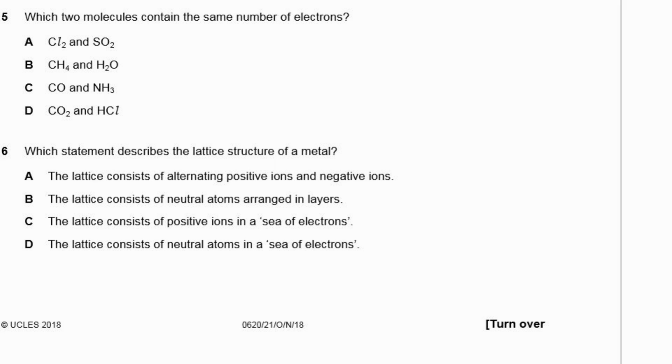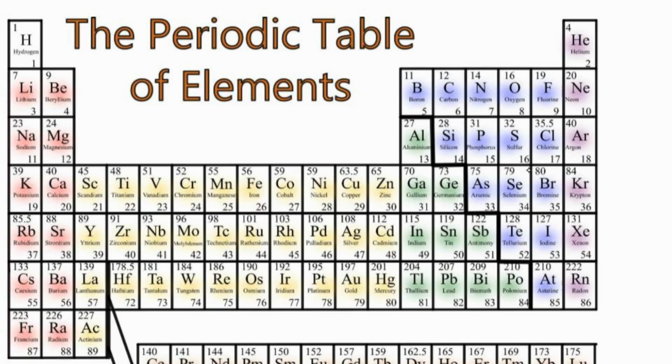Question 5. Which two molecules contain the same number of electrons? Okay, so for the number of electrons, we need to look to see how many protons there are in the uncharged atom, because there'll be the same number of electrons in each. All right, so let's look at the periodic table. Okay, so we're looking at chlorine first. So chlorine is here, and it has 17 protons, which means chlorine has 17 electrons.